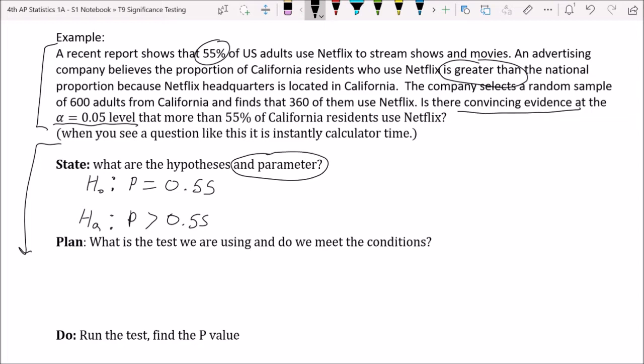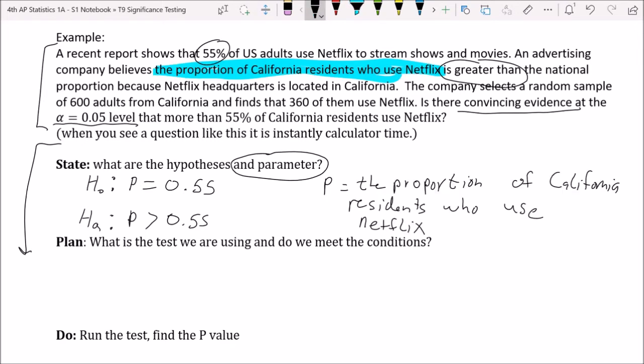Now, guys, for the state, plan, do, and interpret, I've basically listed out what you're supposed to write each time, and it's basically the same every time, okay? So you've got to look at the question and figure out what the parameter is. The parameter is p, which we are going to define as, what is this? It looks like it might be right here. Is this what it is? The proportion of California residents who use Netflix? Okay, so we need to write that in.